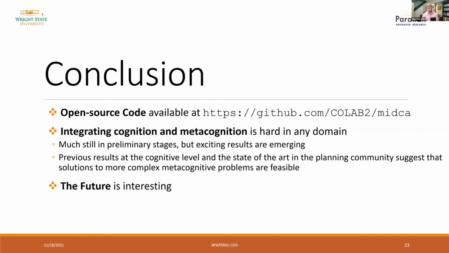I did want to mention this code is available open source, and I invite you to look at the paper. There's actually a lot that I didn't talk about. It's quite complicated to manage both of these. And we're still in the preliminary stages. Our plans are single step plans. We're doing very simple learning right now, but I think previous results that we've had at the cognitive level and the state of the art in the planning community give us hope that we can scale this up to much more complex problems. Thank you.